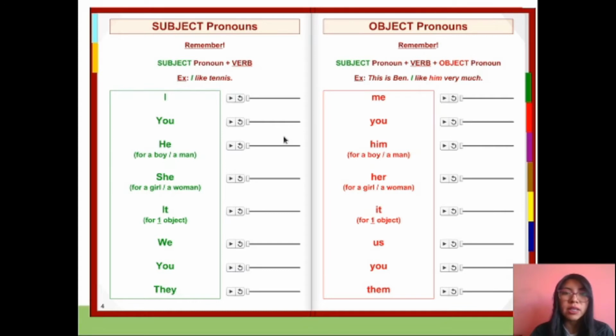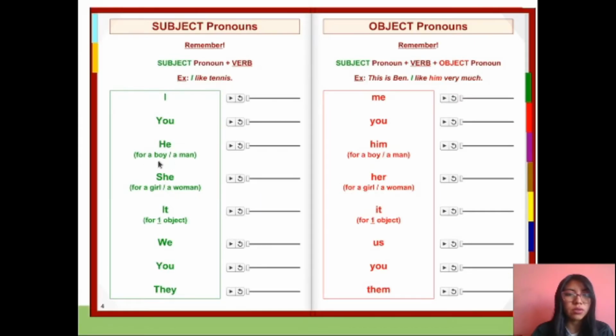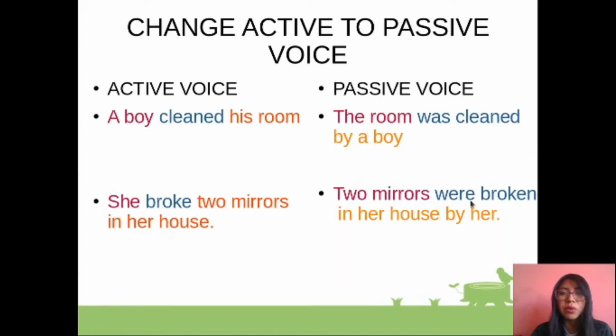It means if I do the action in the active voice, I'm going to put me in the passive voice. Okay? In this case, she broke 2 mirrors in her house, so she belongs to her. I am going to use her. Okay? For this reason, 2 mirrors were broken in her house by her.